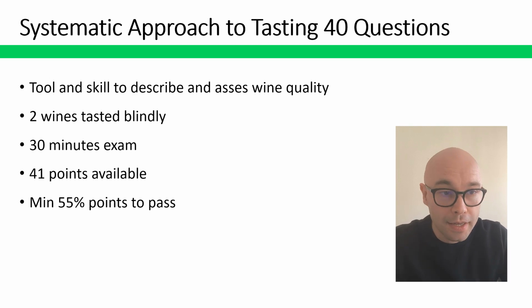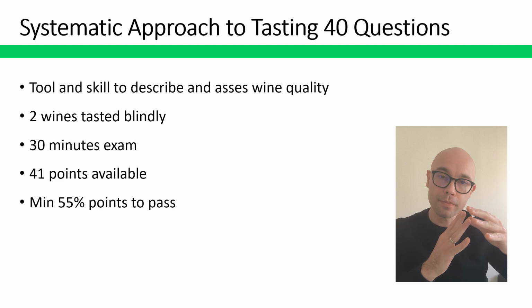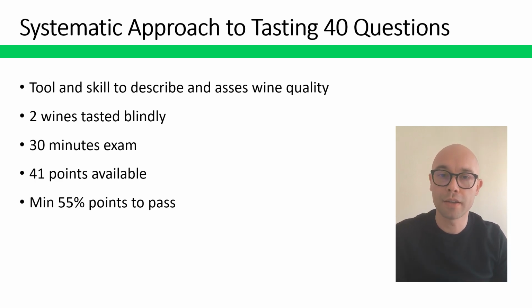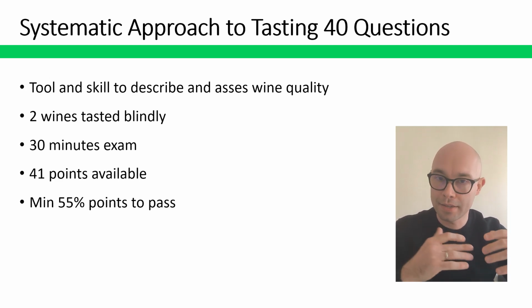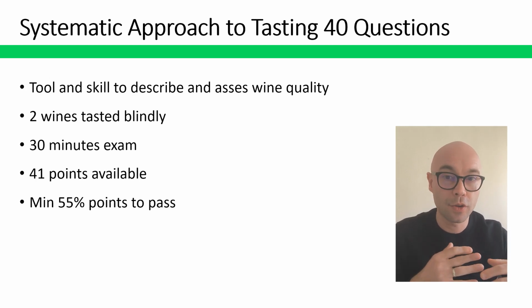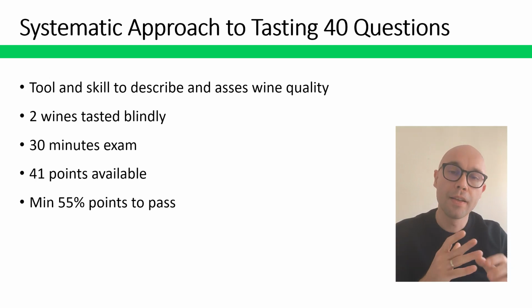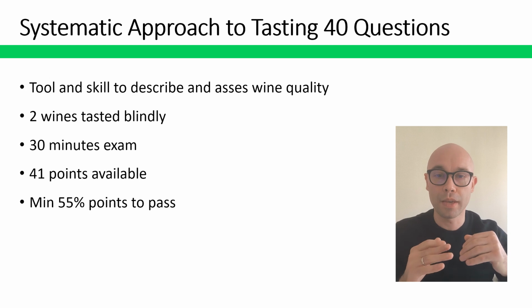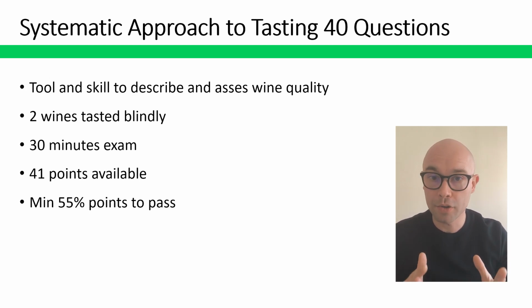Systematic approach to tasting is a tool and a skill in order to describe and assess wine quality and readiness for drinking. Even though the practical part of the Level 3 exam is tasting the wines, you're not going to be tested on the theoretical knowledge of that. This is a great video because it will explain the theoretical part of the tasting SAT for Level 3.